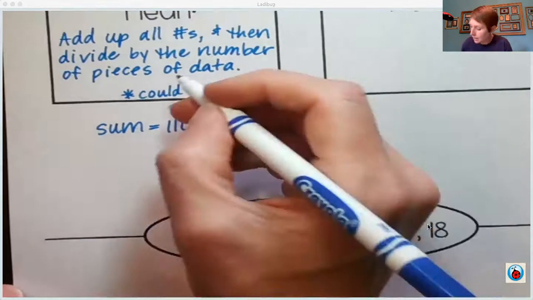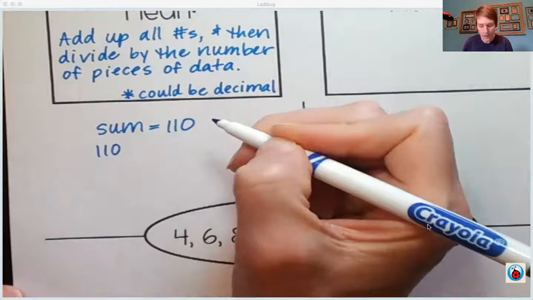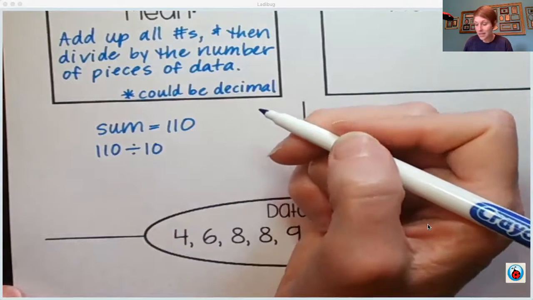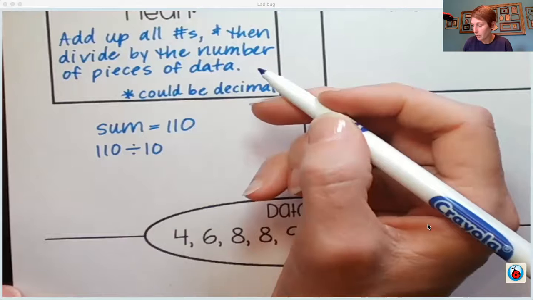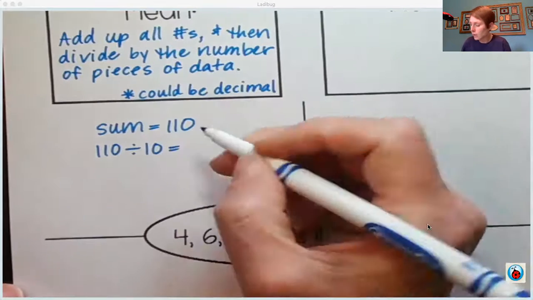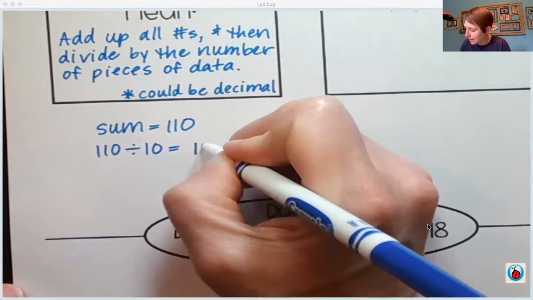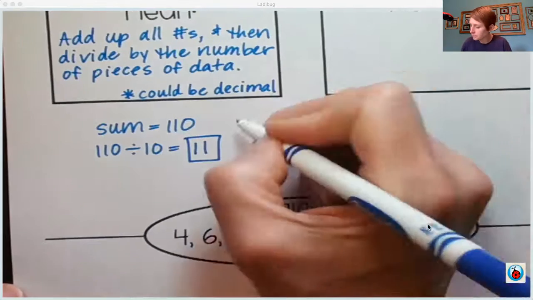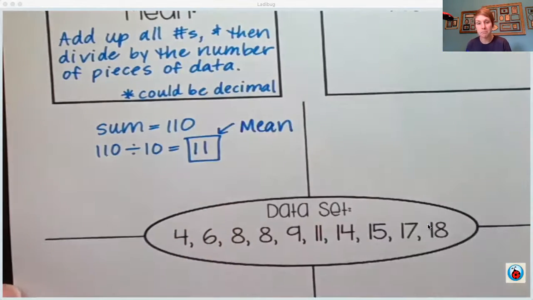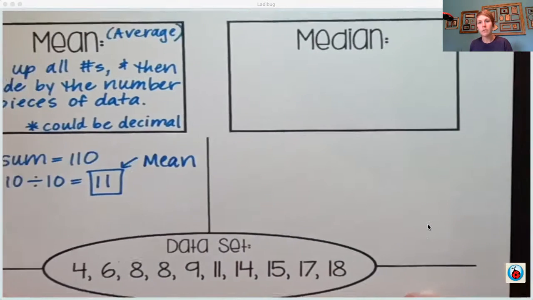Now I'm gonna take 110 and I'm gonna divide it by 10, and that's because I have 10 pieces of data, okay? That gives me, if I were to put that in the calculator and work it out, 110 divided by 10 is 11. So 11 is the mean, okay?